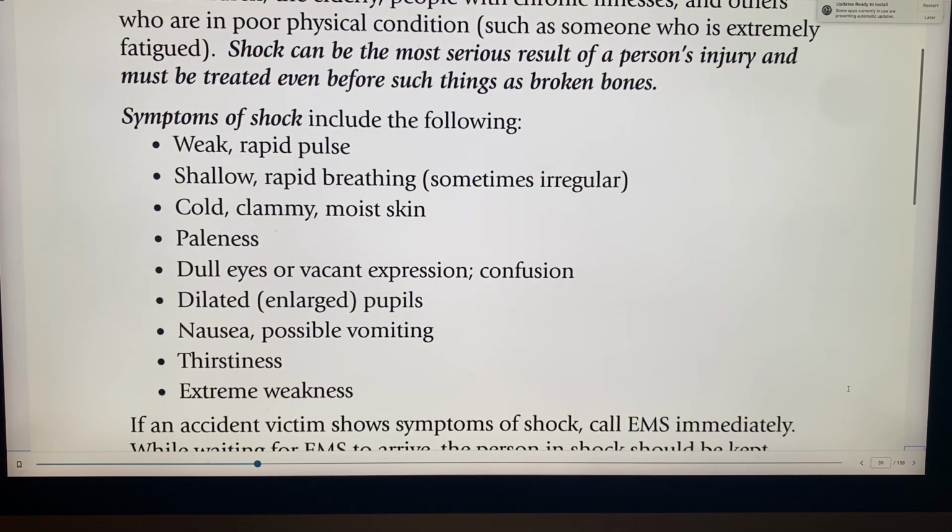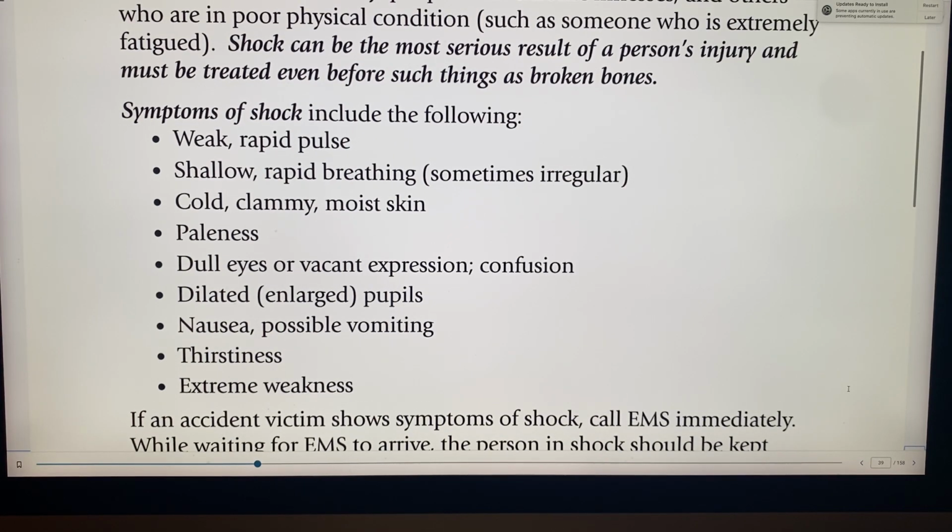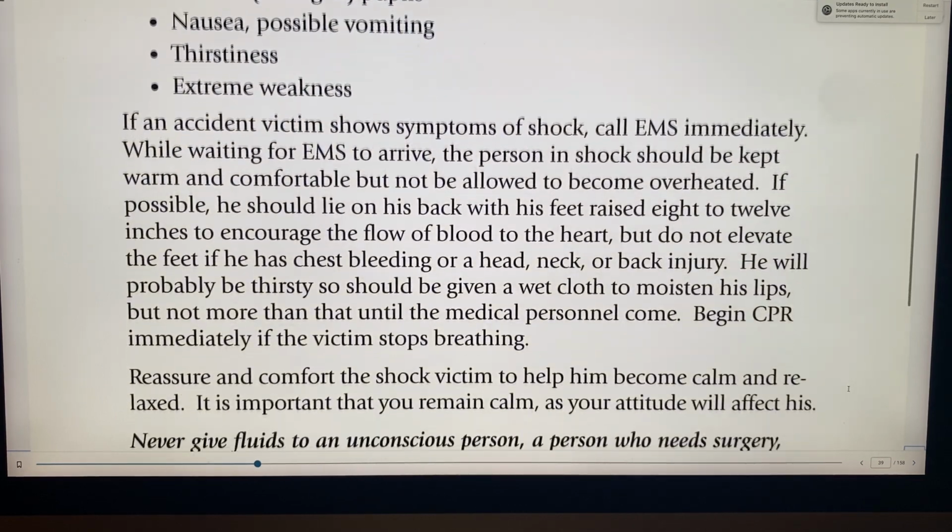So symptoms of shock, let's go over them really quick here. I'm getting kind of long, but I want to get through this quickly. Weak, rapid pulse. Shallow breathing, very irregular. Cold, clammy, moist skin. Paleness. Dull eyes or vacant expression. Confusion. Dilated pupils. Nauseated. Possible vomiting. Thirsty. Extreme weakness. These are all symptoms of shock.